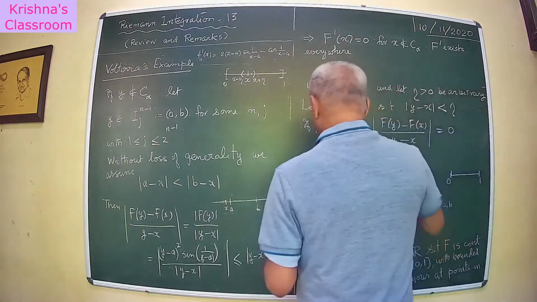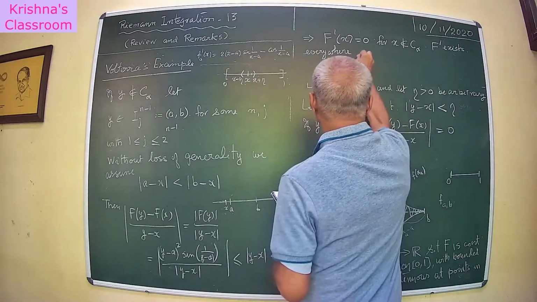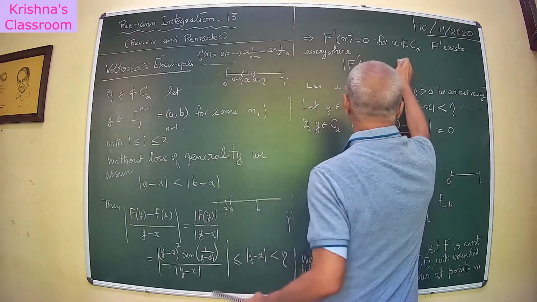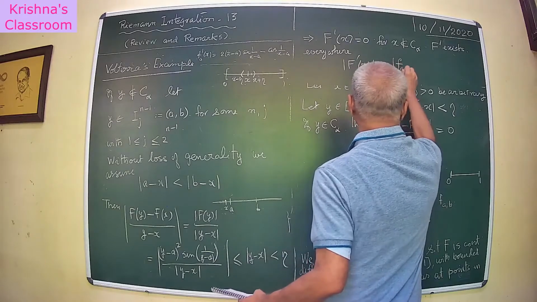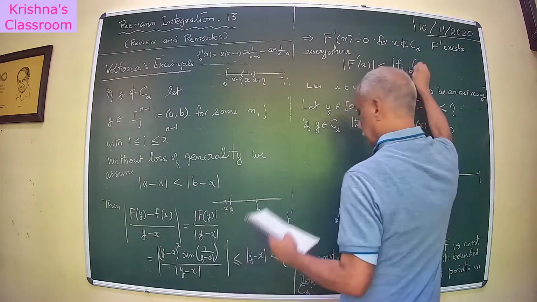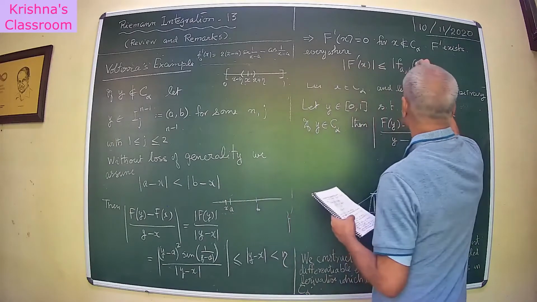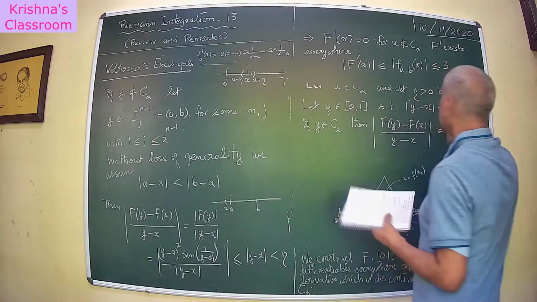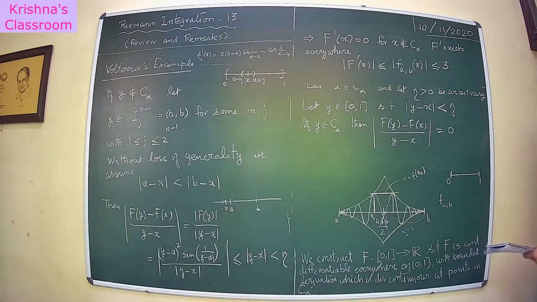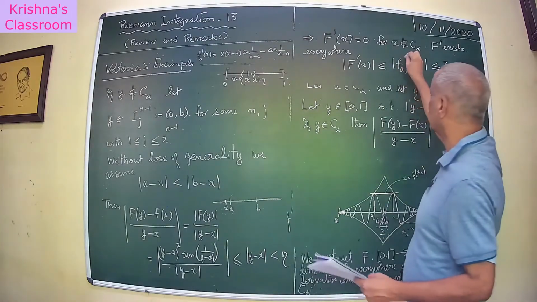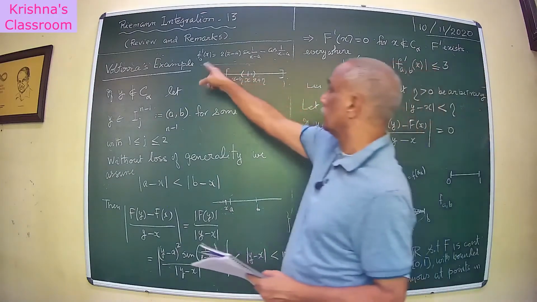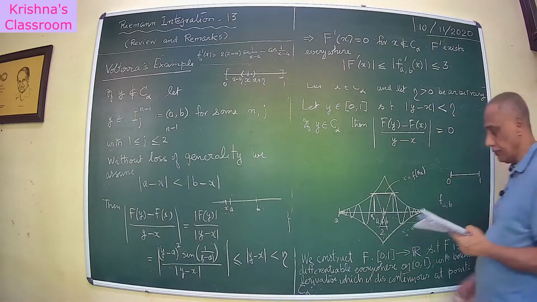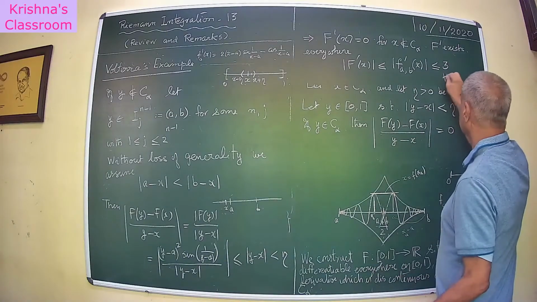And mod f derivative of x is less than or equal to, and this is bounded by 3. That is easy to compute. So you work out the derivative of this and estimate it from this term. So that's estimated. It's a bounded derivative for every x belonging to 0.